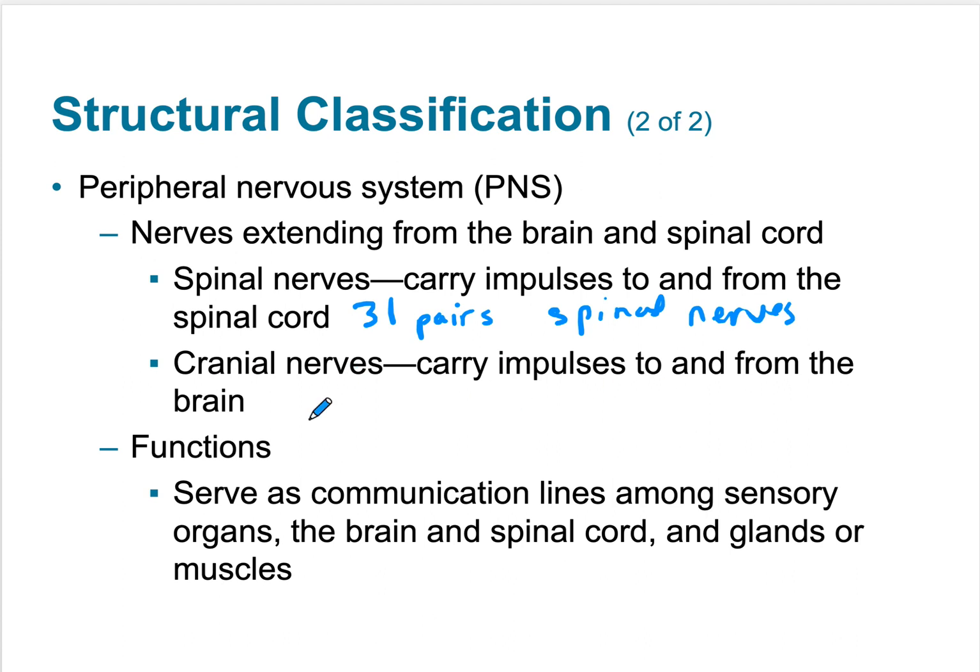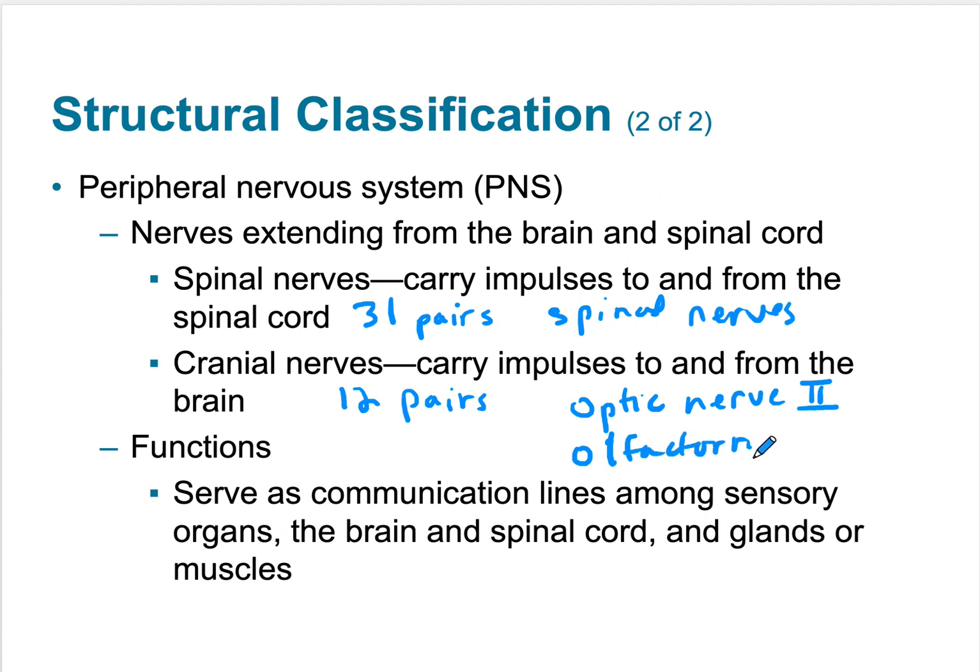Cranial nerves, they come off of the brain, and there are 12 pairs of cranial nerves, okay? An example of a cranial nerve is like your optic nerve. Your optic nerve is cranial nerve number 2. This is the nerve that allows you to see. Cranial nerve number 1 is your olfactory nerve, and they're often given Roman numerals, and we'll talk about the cranial nerves. Your olfactory nerve is the one that allows you to smell, and that's actually cranial nerve number 1, okay?